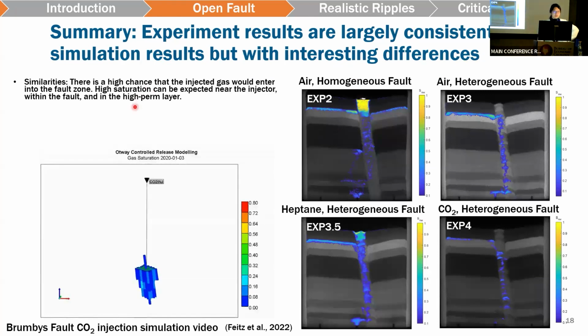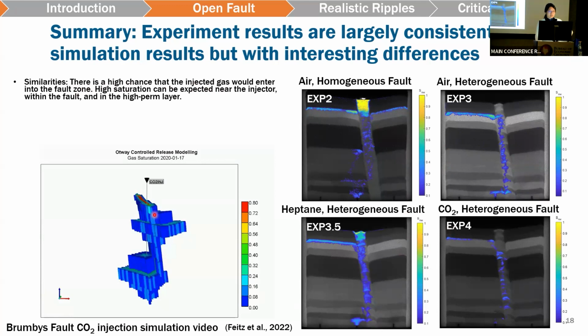So overall, if we compare these sand tank experiments with the actual field scale simulations that the Australian teams have done, we can observe a lot of similarities. For example, there's a high chance that the injected gas will indeed enter into the fault zone, and high saturation can be expected near the injector, within the fault, and in this high permeability layer.